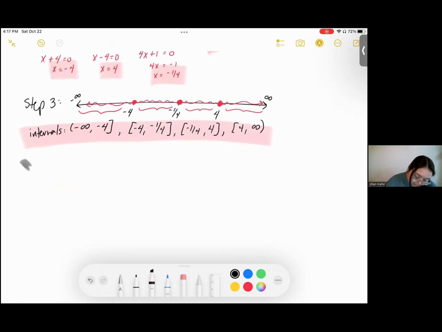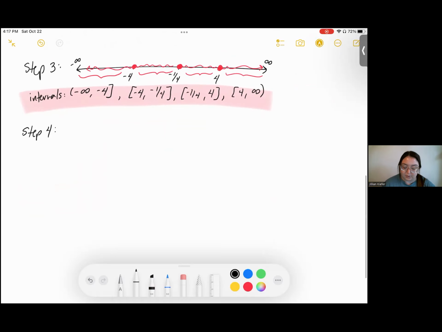So step 4 is where, wrong one. Step 4 is where we create the table. This is really going to help us figure out what values are going to go where. So when you create your table, you're going to have your first column. It's going to say sign of. Let me scoot that over a little bit. It's going to say sign of.